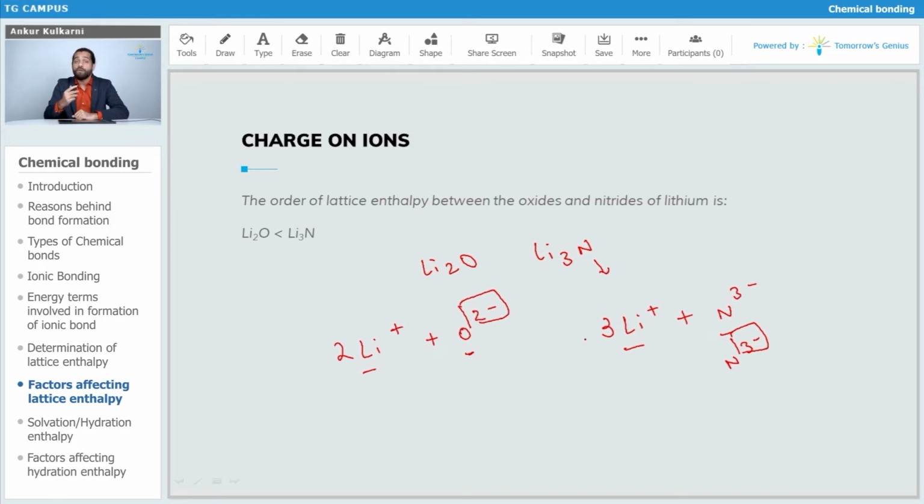Now you tell me in which case the highest enthalpy will be there. Easy, lithium nitride will have the highest lattice enthalpy. Why? Because it contains a higher charge. Your nitride contains 3 minus charge while your oxide contains 2 minus charge. So obviously we can say that lithium oxide has lower lattice enthalpy than lithium nitride, correct? Now let's move ahead.